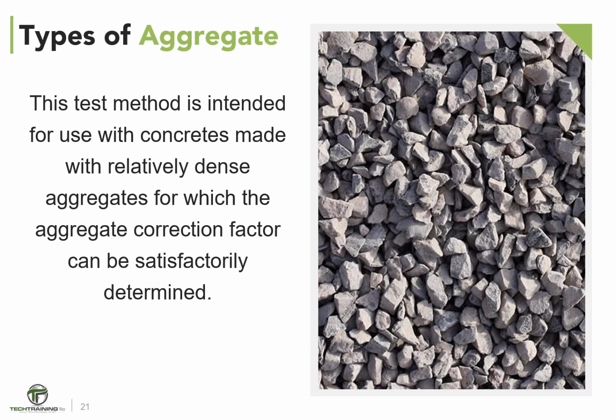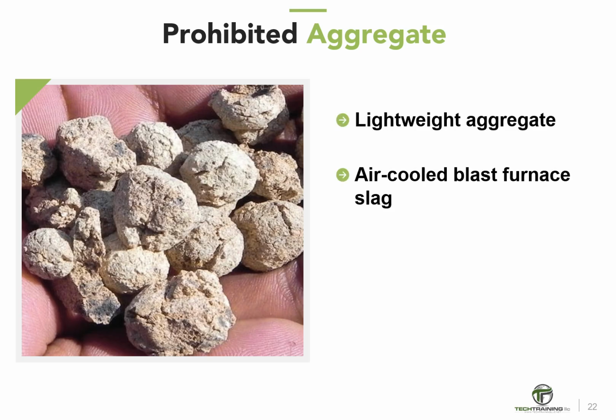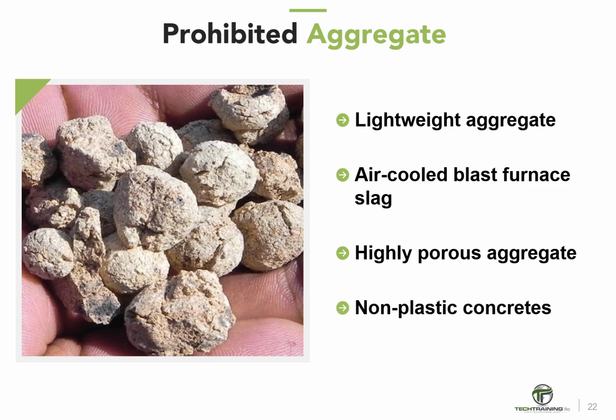This test method is intended for use with concrete made with relatively dense aggregates, for which the aggregate correction factor can be satisfactorily determined. This test method is not applicable to concretes made with lightweight aggregates, air-cooled blast furnace slag, or aggregates of high porosity. In these cases, test method C173 should be used. This test method is also not applicable to non-plastic concrete, such as is commonly used in the manufacture of pipe and concrete masonry units.